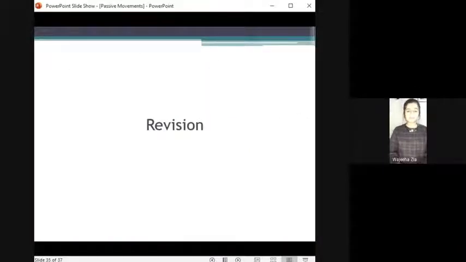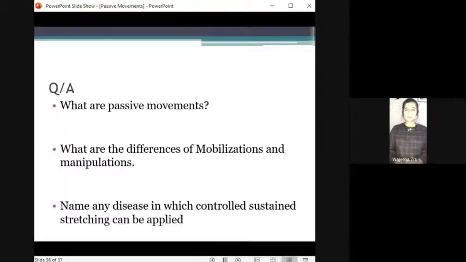Now there is a small variant. This is a homework for you. Write down the answer in 2 or 3 lines. What are the passive movements? What are the differences between the mobilization and manipulation, as both are almost the same kind of techniques? Name any disease in which controlled sustained stretching can be applied.